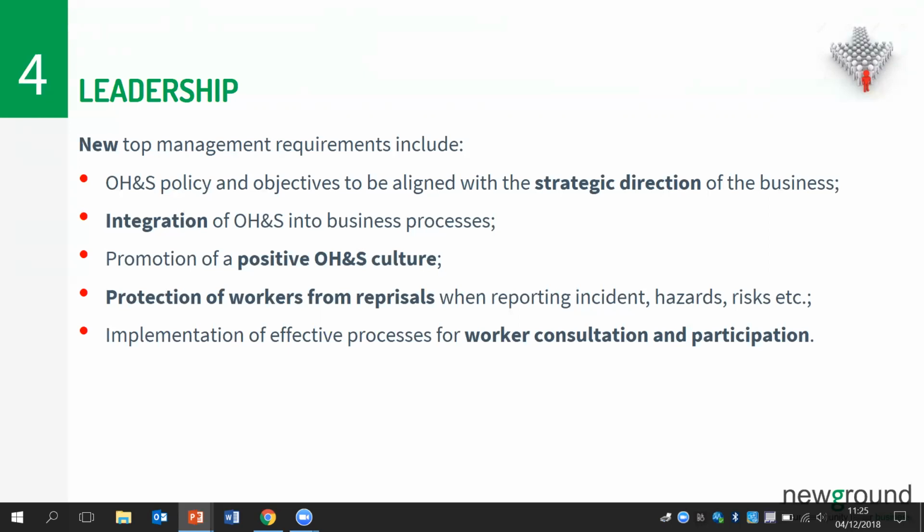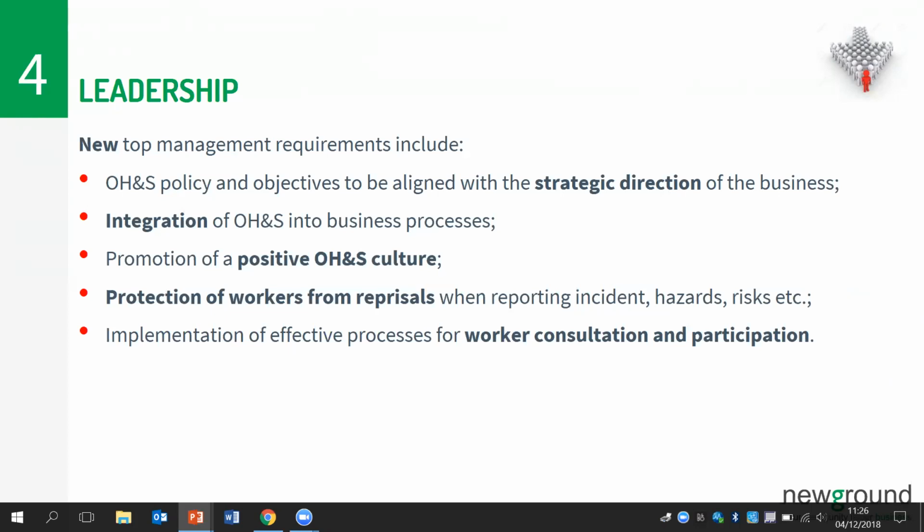Top management must also protect workers from reprisals when reporting incidents and hazards and risks, and this relies on the positive culture and trust of workers in the business. Top management must also implement effective processes for worker consultation and participation. Whilst consultation and participation isn't new, it is now a top management responsibility to ensure that this happens.